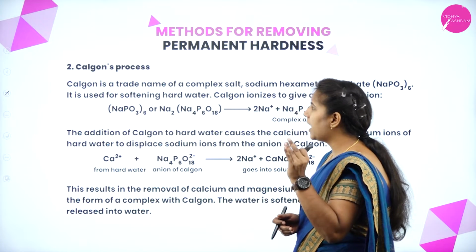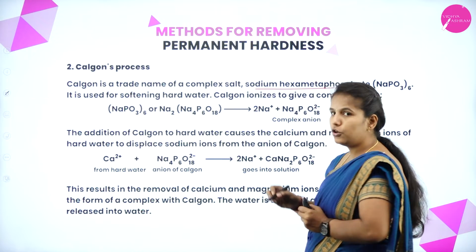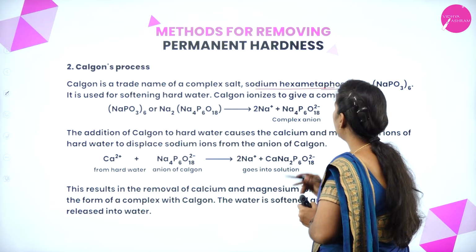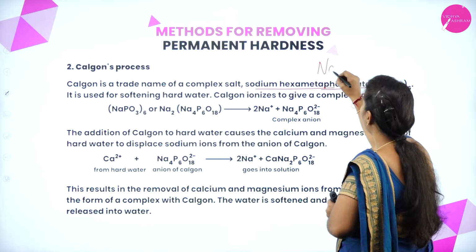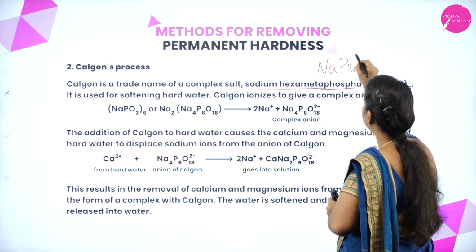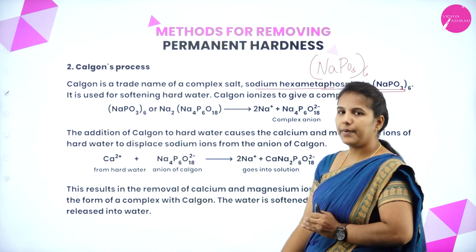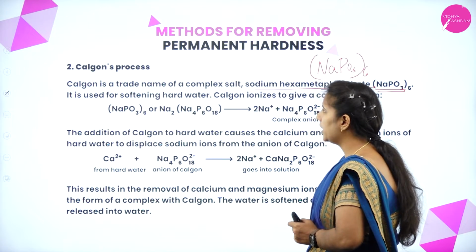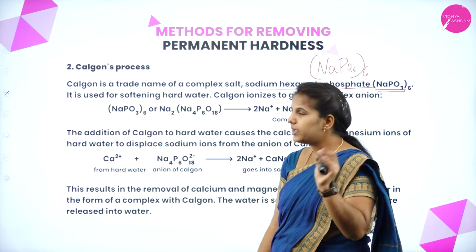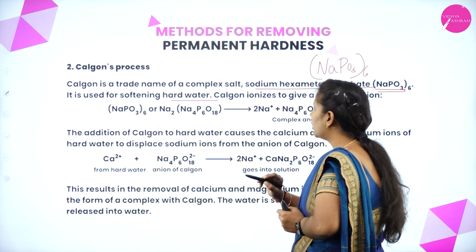Calgon is another trade name of a complex salt. It is also known as sodium hexametaphosphate, and it will be written as Na(PO3)6. Sodium hexametaphosphate is known as Calgon reagent, which is a complex salt. It is used for softening of hard water.